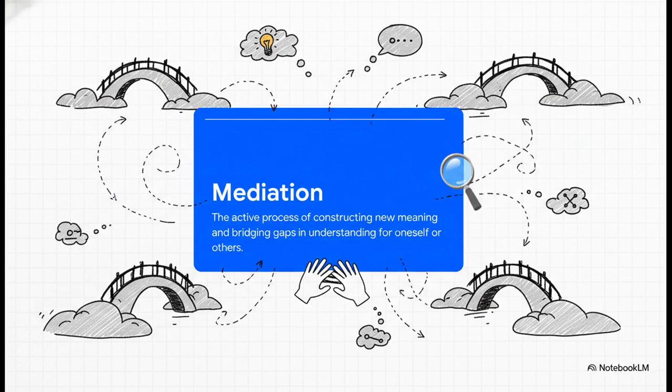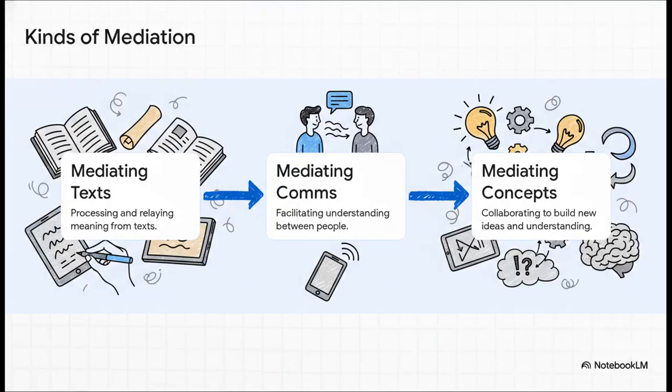Whether you're explaining a complex idea to a coworker, summarizing a long report for your boss, or helping 2 friends from different backgrounds understand each other, you are actively constructing new meaning. You are mediating. Now, to make this idea really concrete, the sources break mediation down into 3 main types. We mediate texts, we mediate communication between actual people, and we mediate concepts and ideas. Let's take a quick look at each one.